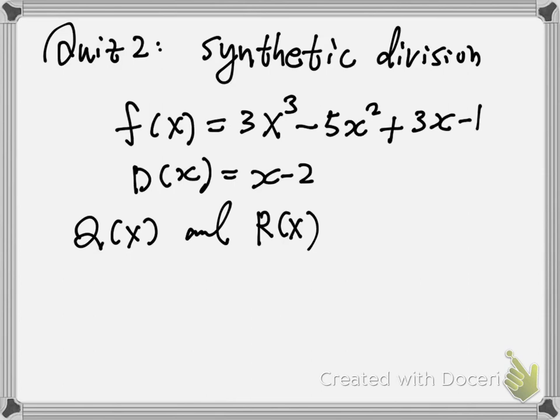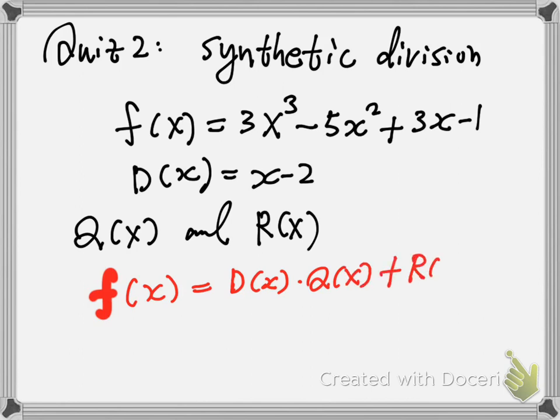So the important formula is f(x) is the divisor d(x) times the quotient q(x) plus the remainder r(x). This is the relation between f, d, q, and r.